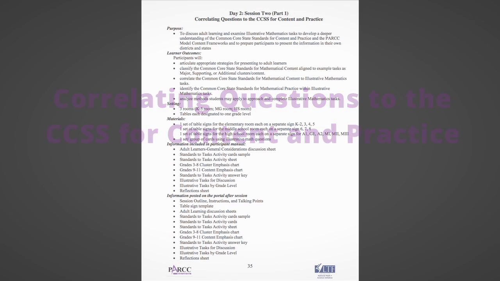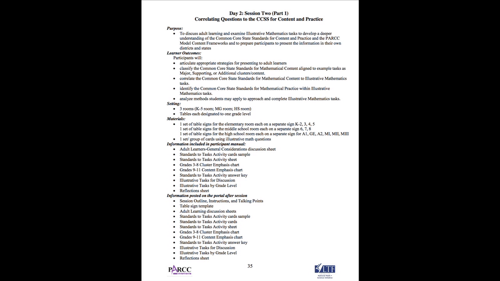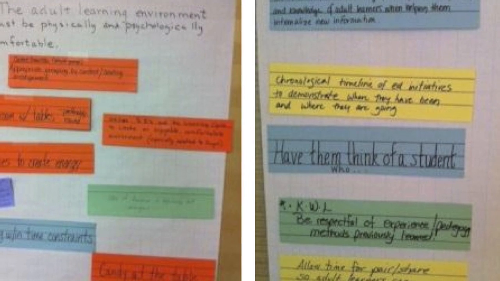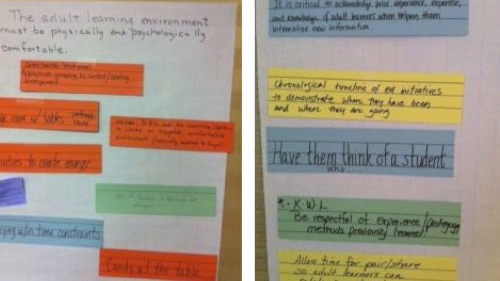The intent of this breakout session is to relate the Common Core State Standards of mathematical content and practice to tasks that illustrate them. As an introductory activity, participants review 5 characteristics of adult learners and brainstorm ideas for addressing them in their trainings. These are written on sentence strips and posted on the wall. The ideas are then discussed briefly in the large group.